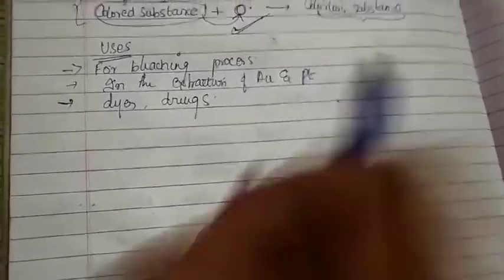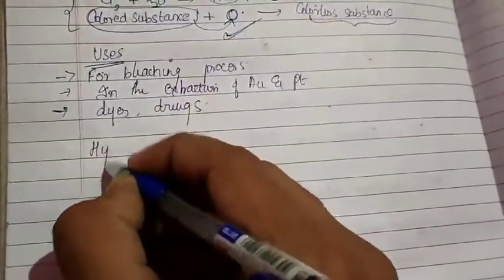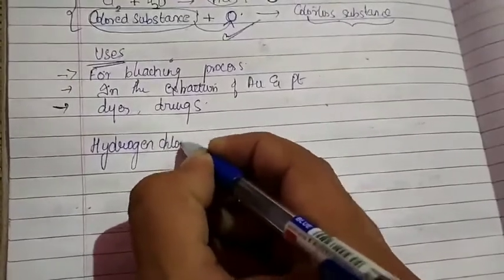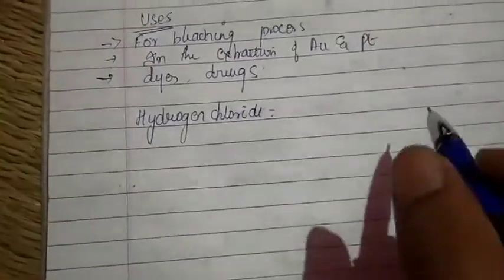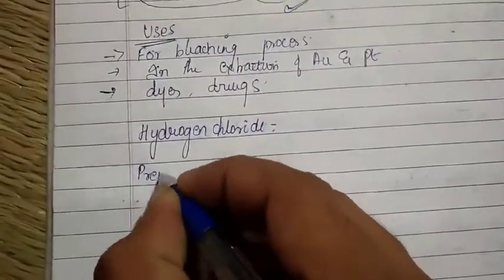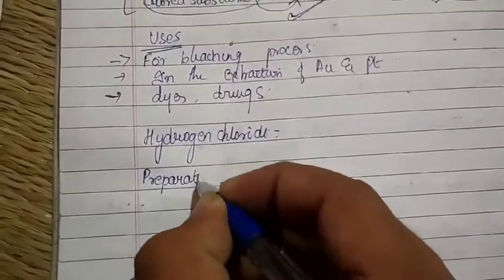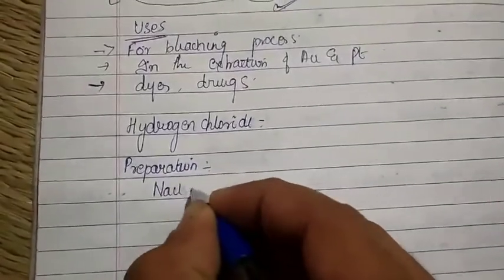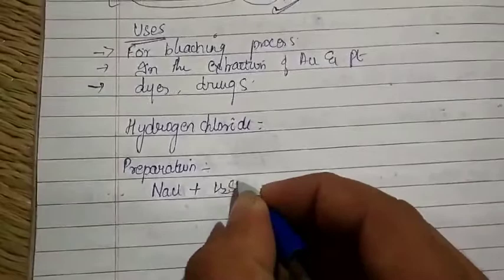The next important part we are going to study is hydrogen chloride. So guys, the first part we are going to see with respect to hydrogen chloride is its preparation. How you are going to prepare it. Basically, in the lab you prepare your hydrogen chloride by treating sodium chloride with concentrated H2SO4.